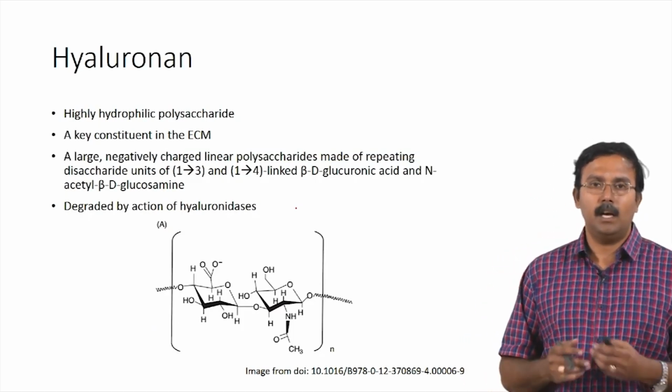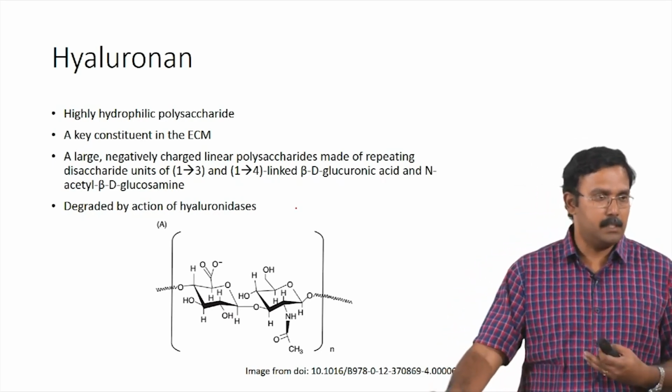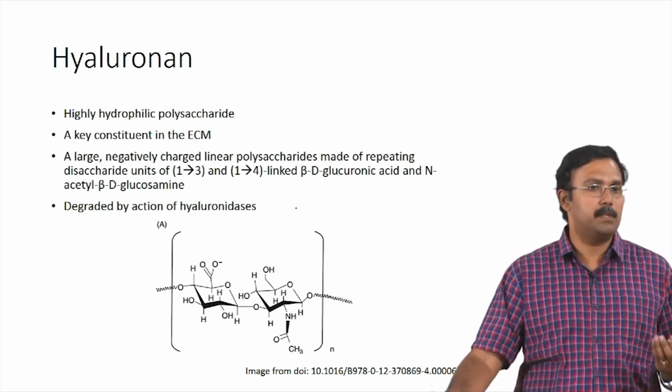Hyaluronan is a highly hydrophilic polysaccharide. So, amongst the polymers which we have discussed till now, hyaluronan is the only polymer which is actually present in your body, right.